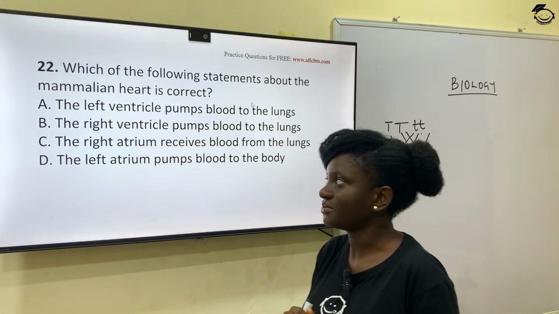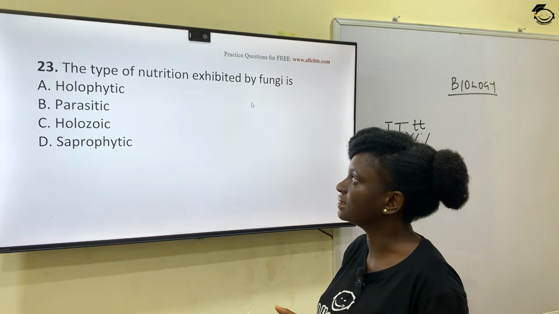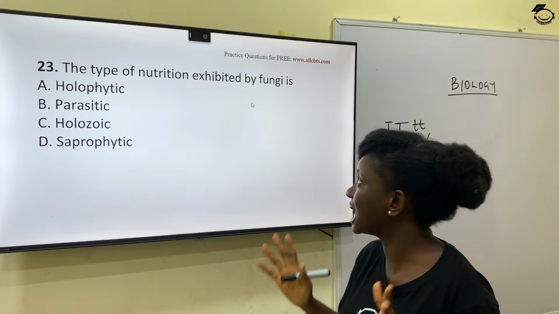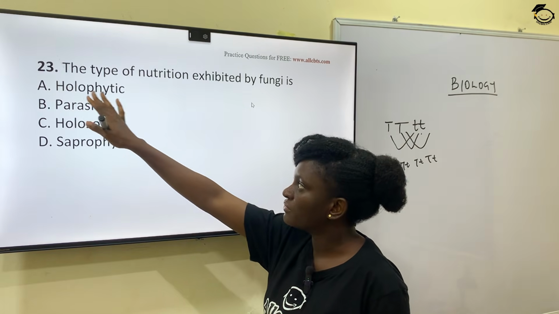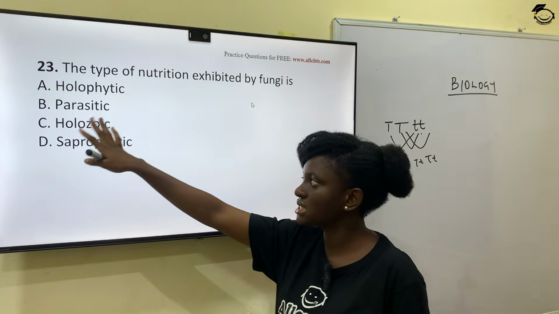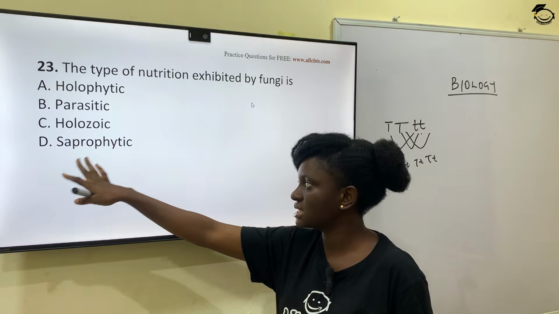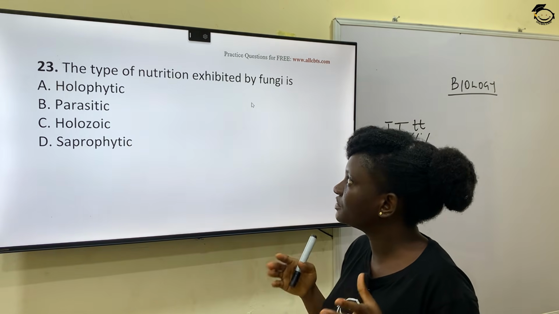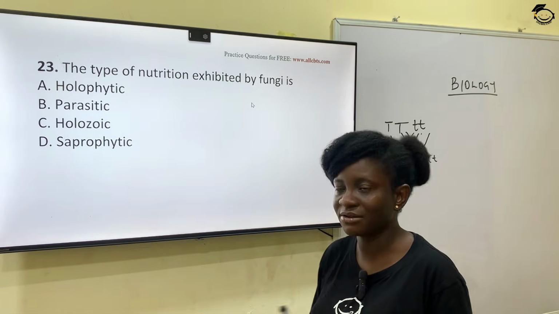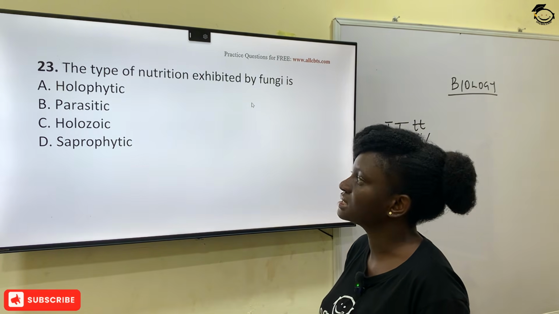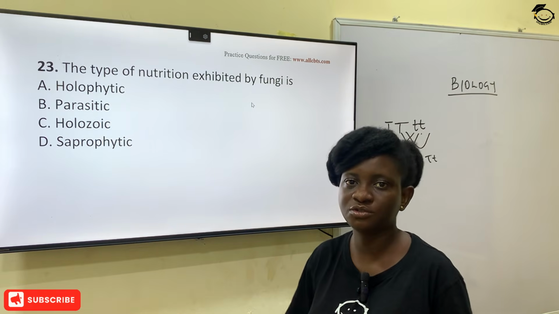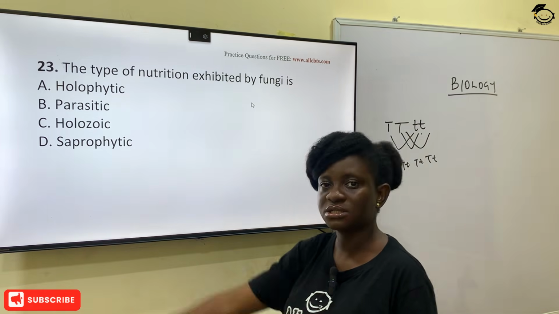Option B. Question 23. The type of nutrition exhibited by fungi is, we have A, holophytic, B, parasitic, C, holozoic, D, saprophytic. So the type of nutrition exhibited by fungi, which feed on dead organic matter, is the saprophytic mode of nutrition. D is the right answer.